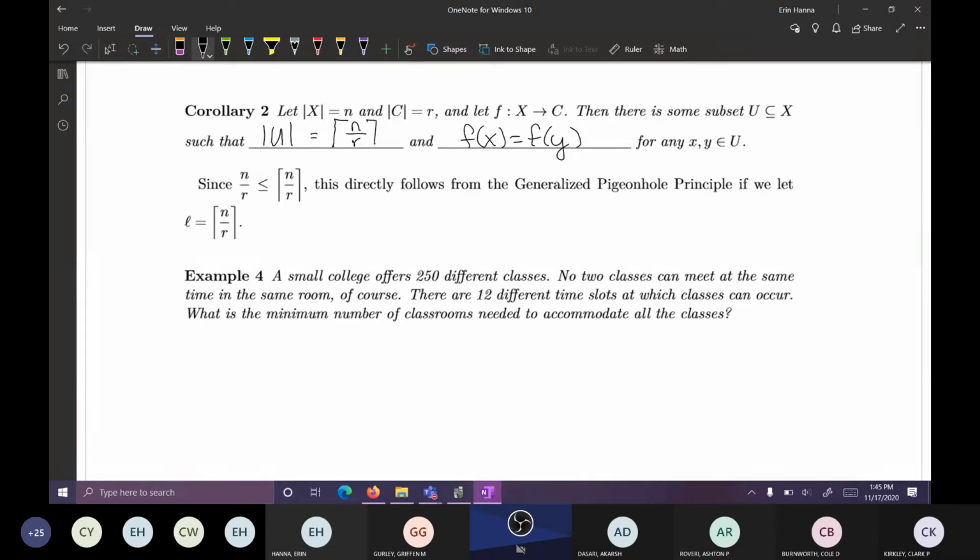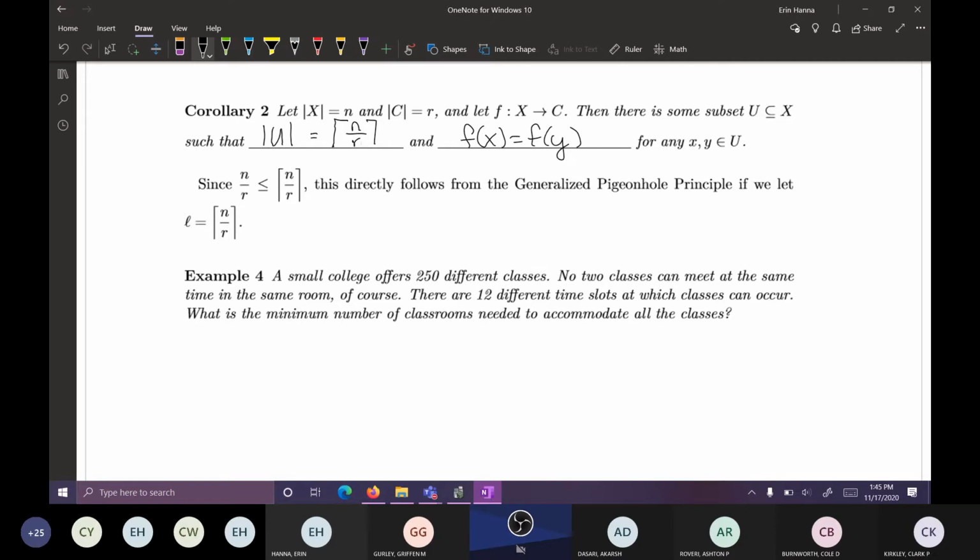So what this is going to mean is that we're going to be able to figure out the size of the set, at least how many things must map to the same output. Now again, we're not saying that we know exactly how many, but based off of the pigeonhole principle, there must be at least this many that map to the same thing because of the situation that's going on.